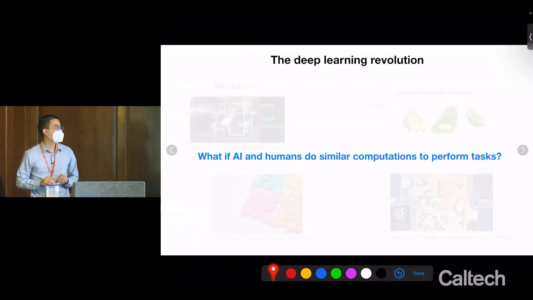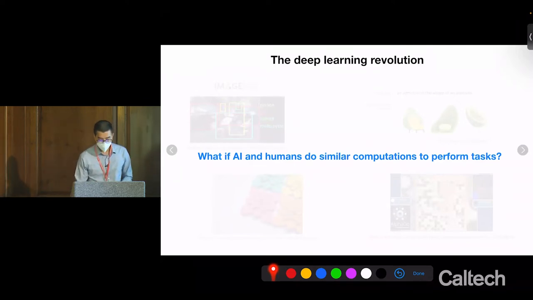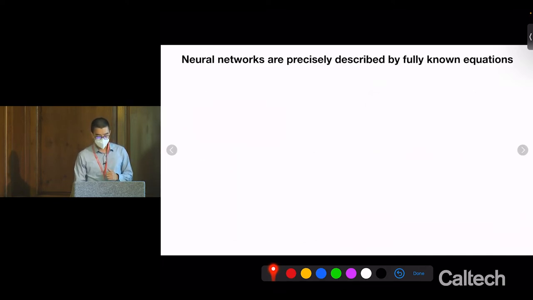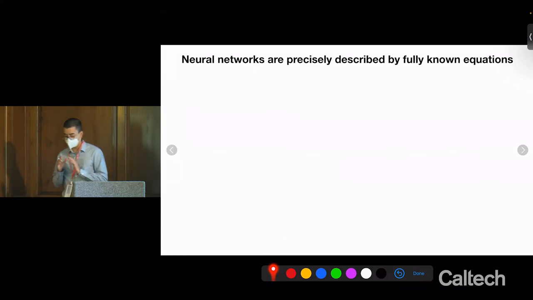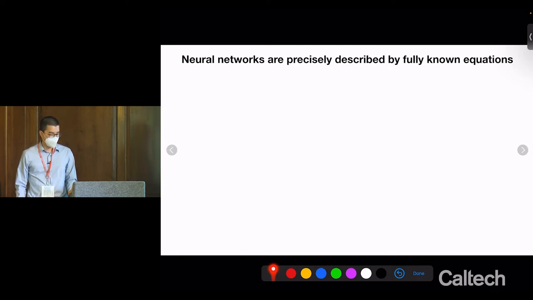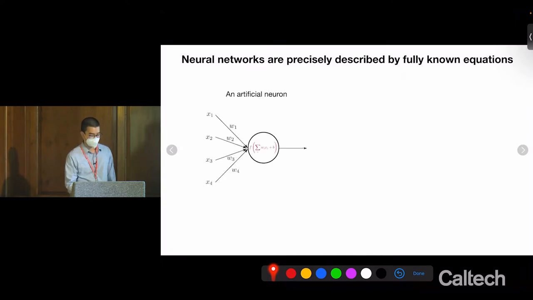Might the AI and the humans do similar computations to perform these tasks? Right. So we'll unpack this a bit further later on for much simpler tasks. But one reason this might be good is because neural networks are systems that we know exactly how they work in terms of their implementation. So they're described by fully known equations.